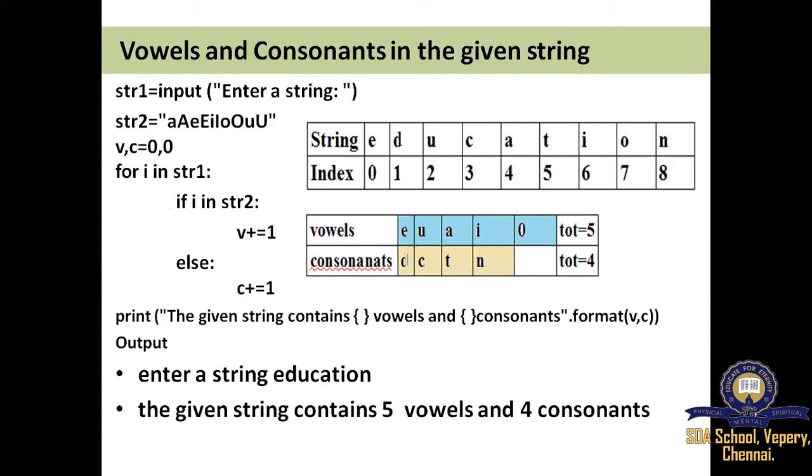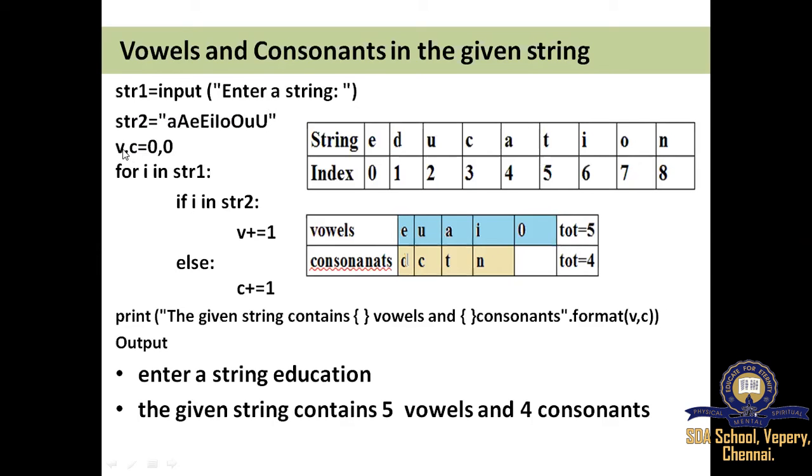Now, there is a string variable called str1. The input statement is going to receive a string from the user and store it in str1. The second string variable is str2. It contains a string of all your vowels in uppercase letters and lowercase letters. The string entered by the user may contain uppercase or lowercase letters, so for that reason, they have included the vowels in both uppercase as well as lowercase.